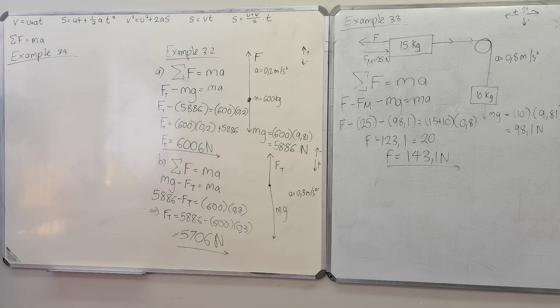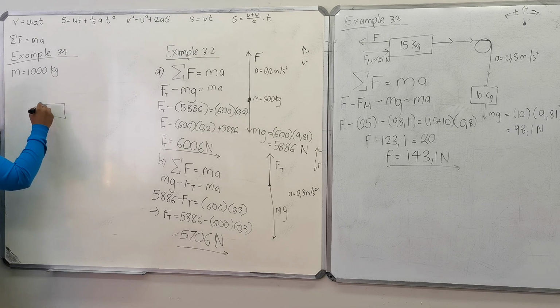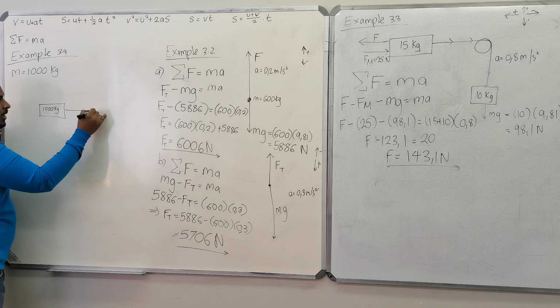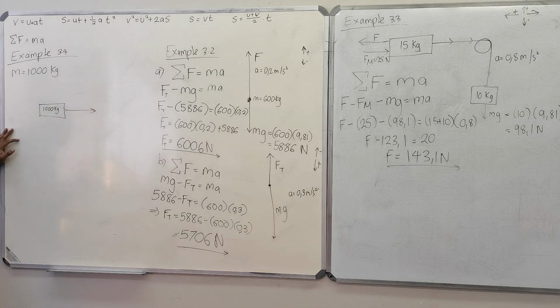3.4, they tell you that a car with a mass of 1000 kgs. So the mass of this car is equal to 1000 kgs. Is moving at 80 kilometers per hour on a horizontal plane and is braking. Let me draw the diagram, right? This is the car, right? This car weighs 1000 kgs. It's moving on a horizontal plane. It's moving at 80 kilometers per hour on a horizontal plane.